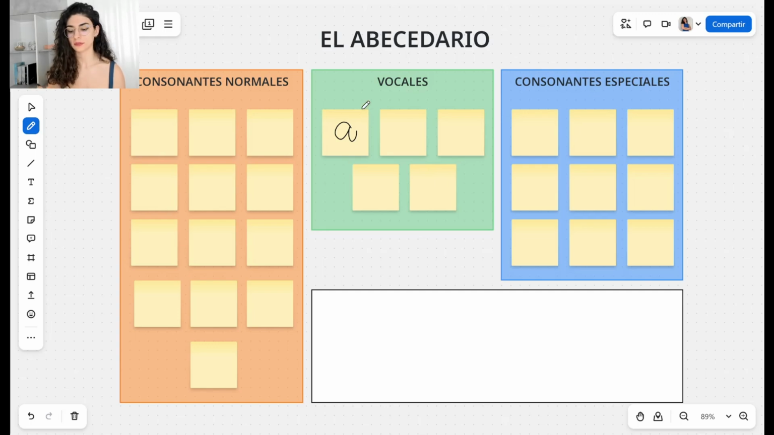A, E, I, O, and the last one, U. So all the sounds and the order of vowels go from more open to less open. So look at my mouth. A, E, I, O, U. I repeat that they never change.